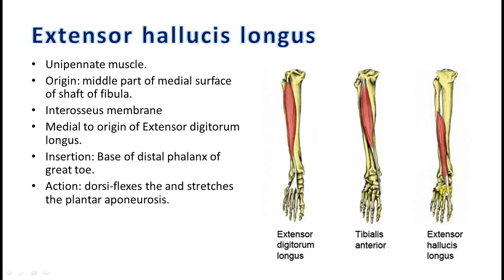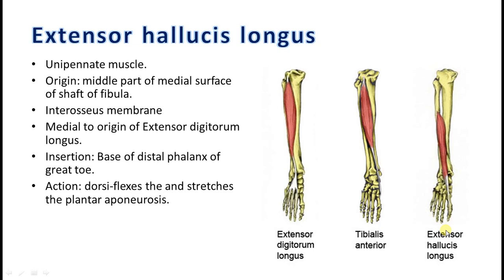It helps in dorsiflexion of the foot and dorsiflexion of the great toe, and it plays around the first metatarsal like a pulley, and thereby what happens is it stretches the plantar aponeurosis which is present on the sole of the foot. So when it stretches the plantar aponeurosis, it increases the concavity of the foot, especially the medial border of the foot. So that is the action of the extensor hallucis longus.